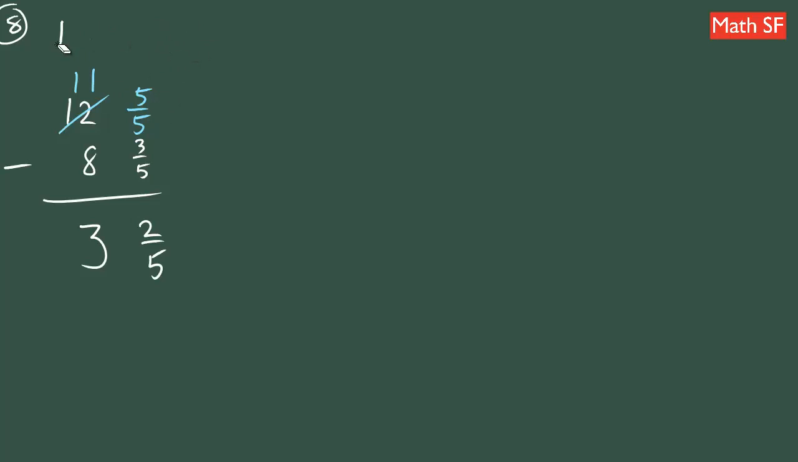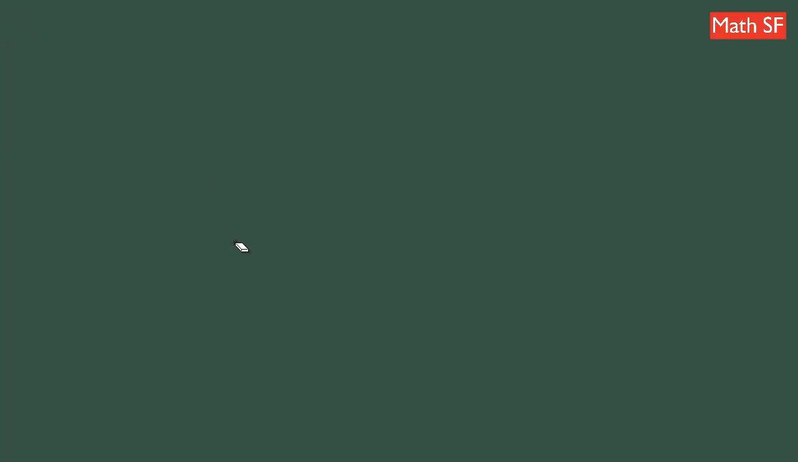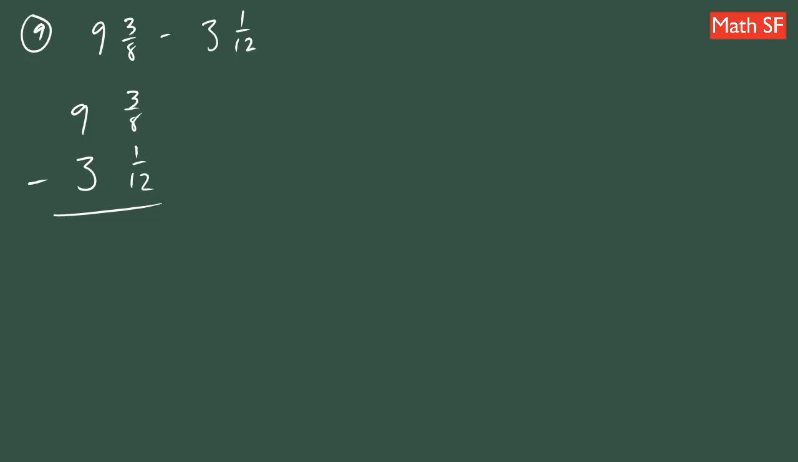The same thing we're going to do in problem number 9. We're going to have to align them vertically. So for example, we have this here, number 9: 9 and 3/8 minus 3 and 1/12. Align them vertically, it will be 9 and 3/8 minus 3 and 1/12. Let's subtract them, but they don't have the same denominator. Therefore, we must find the same denominator between them. So what will that be?